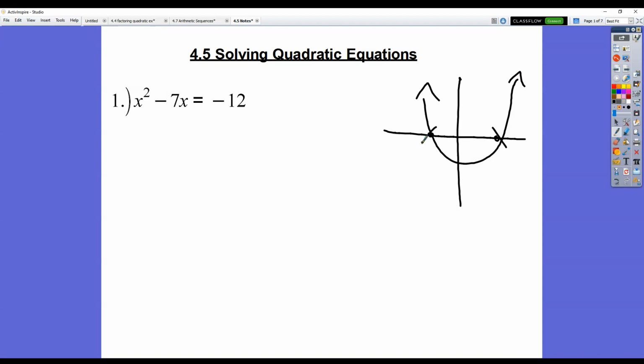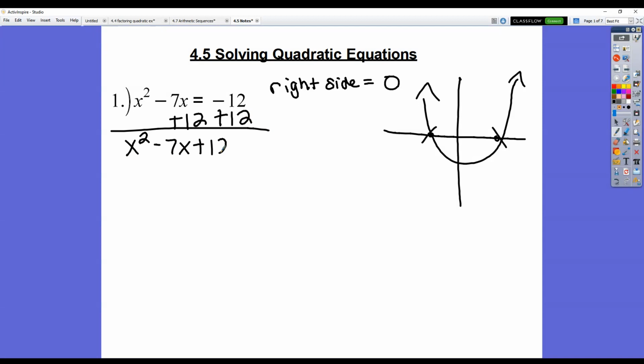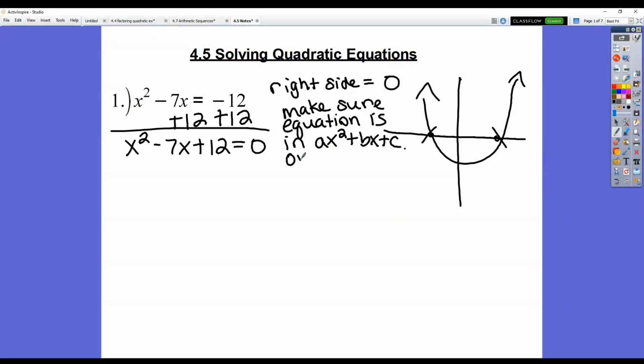Okay? Now, to do this, the right side has to equal 0. So, add 12 over. Make sure your equation is in order. Okay? ABC. And then from there, you factor.